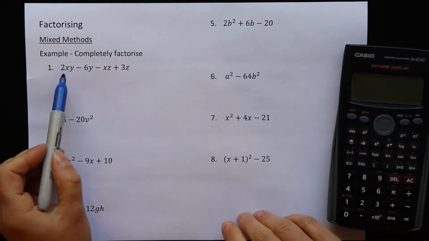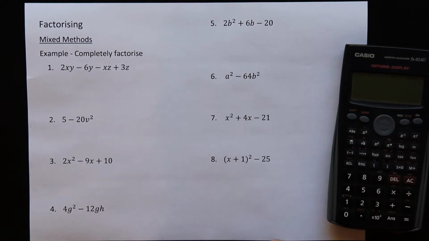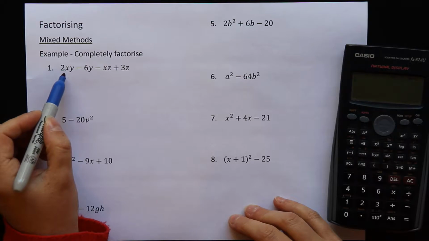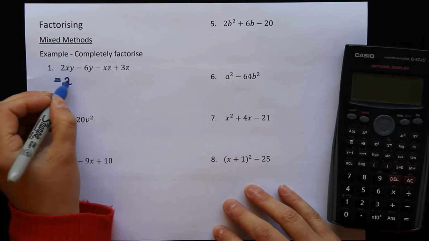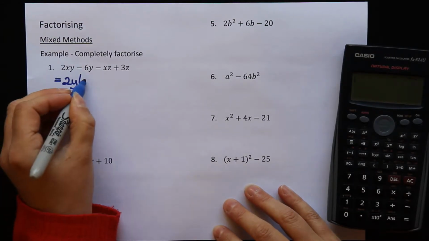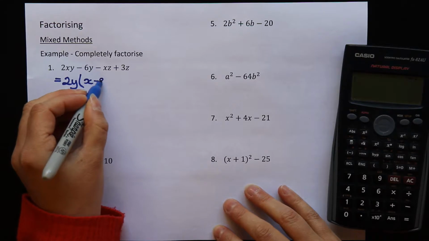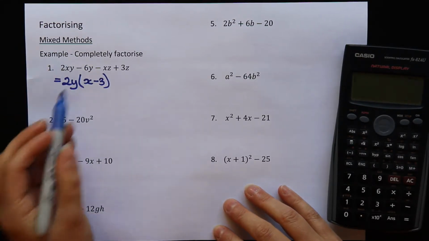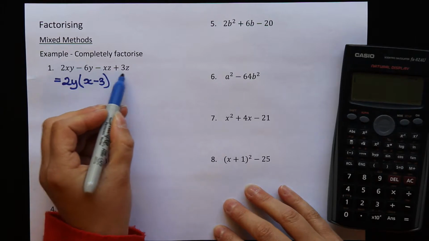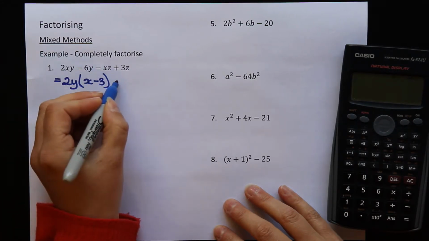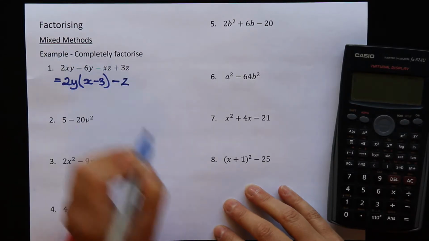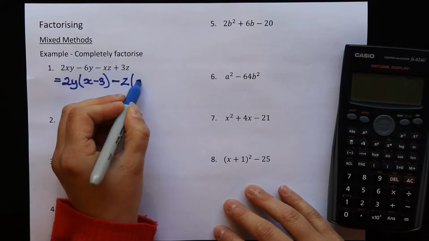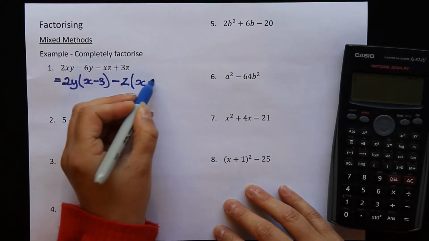Question 1, you can see 1, 2, 3, 4 terms. So this is going to be a factorizing in pairs question. To do that, I can look at my first two terms here and I can factorize out a 2 and a y, which would leave me with an x and a minus 3. The third and fourth term here, I will need to factorize out a minus sign in order to get it to be like this one, and I can also factorize out a z.